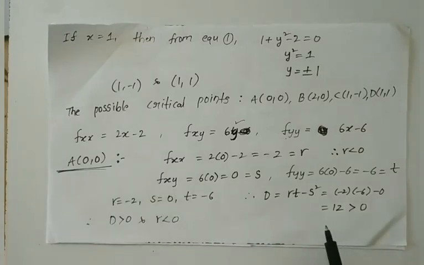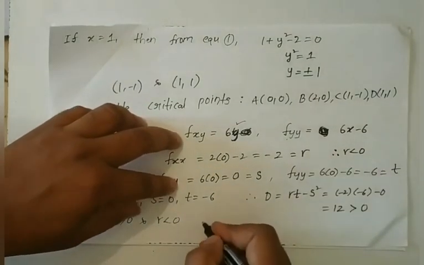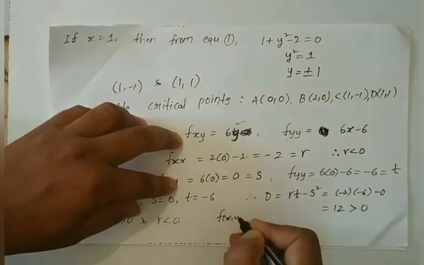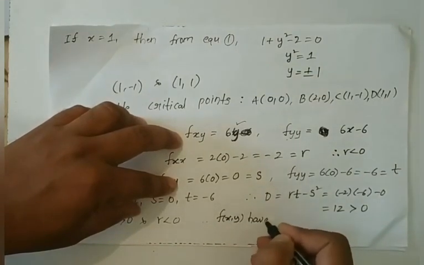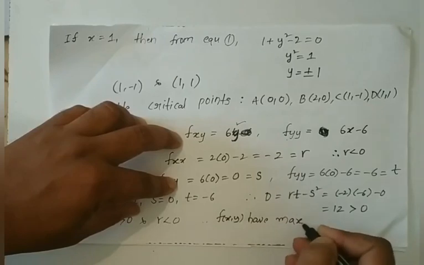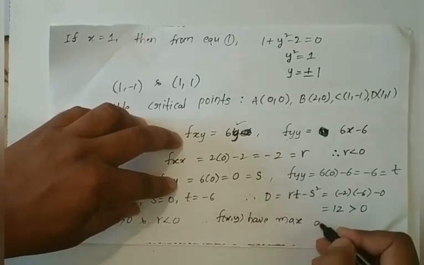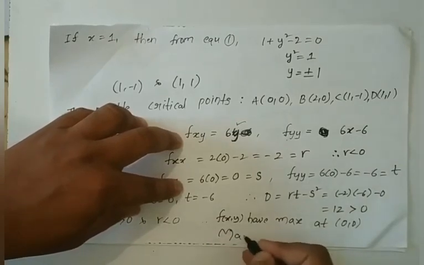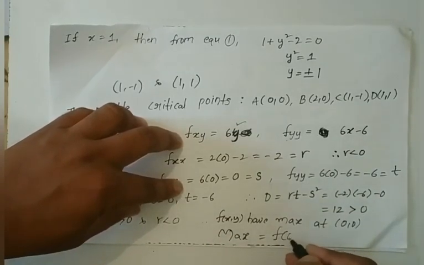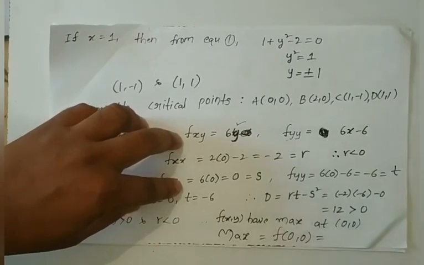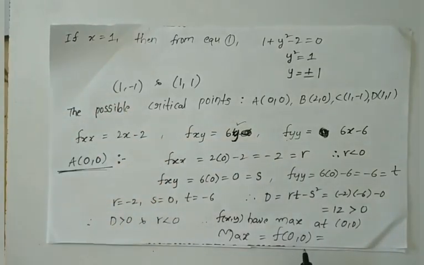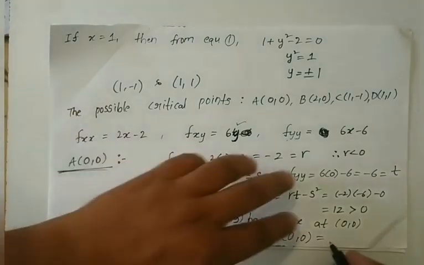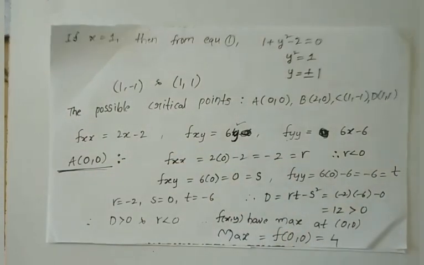That's all. Therefore f of (x, y) has a maximum at the point (0, 0). The maximum is f of (0, 0). For finding f of (0, 0), we just have to substitute x is equal to 0, y is equal to 0 in the given function. That's all. Tell me what is the maximum value? 4. Please check it.